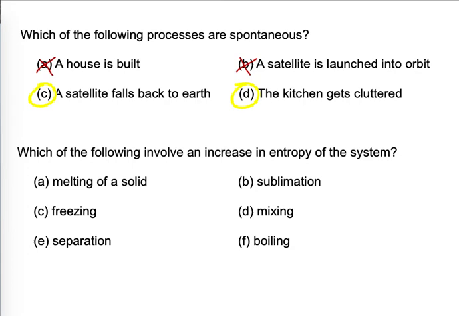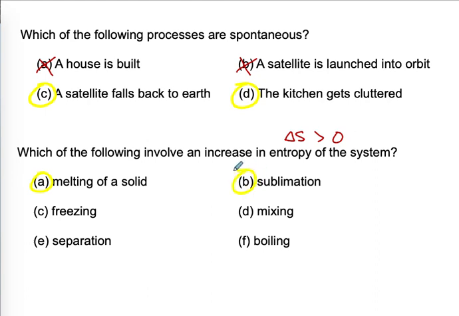Which of the following involve an increase in the entropy of the system? So in which of these is delta S positive? Meaning, for which are we going from more order and organization to more randomness and disorder? Melting of a solid? Certainly. From solid to liquid, that involves an increase in entropy. Sublimation of solid to gas? Sure. More disorder in a gas than a solid.